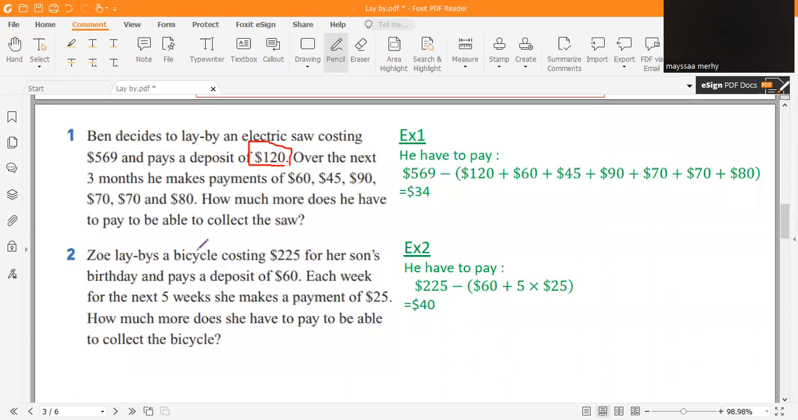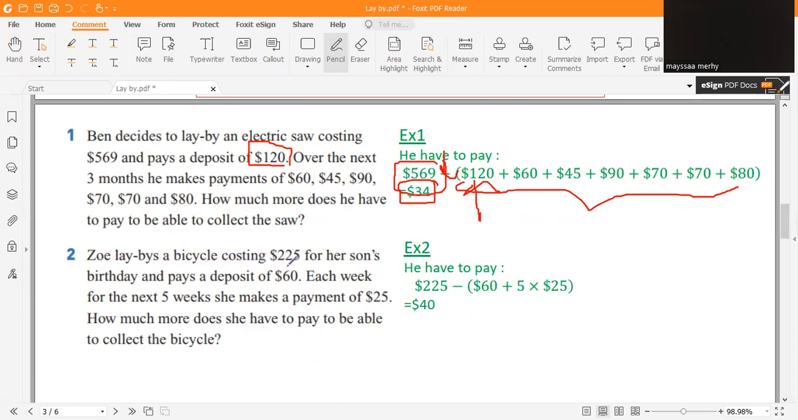He has to pay the remainder because we subtract from the whole cost of the electric saw, 569, the sum of all payments made, including the deposit. So we obtain $34. We apply the same idea in the next exercise.